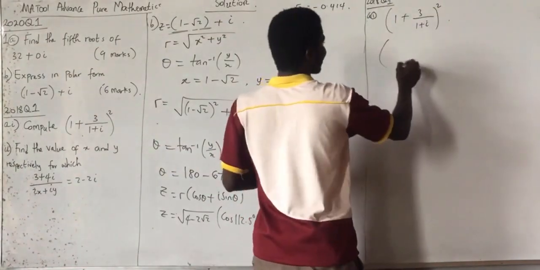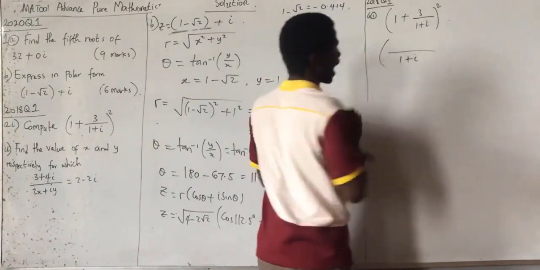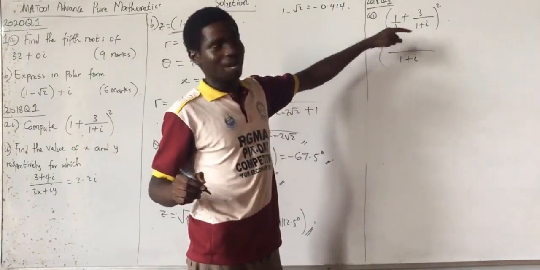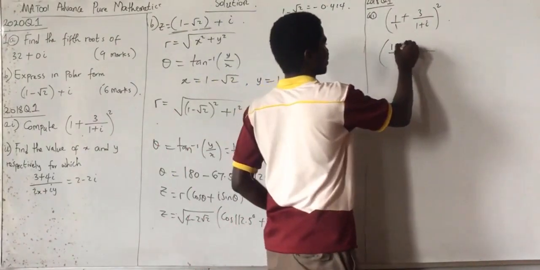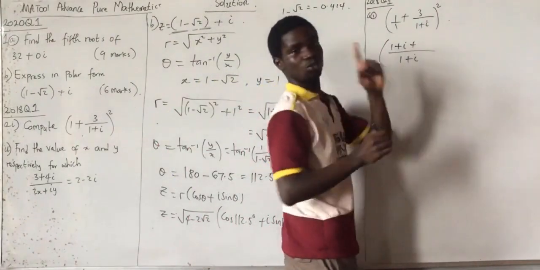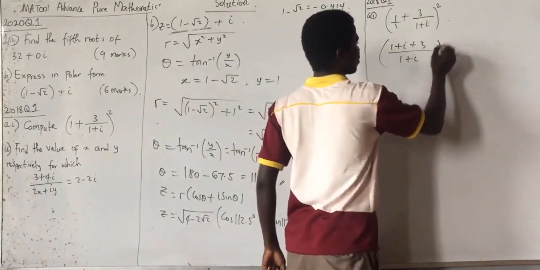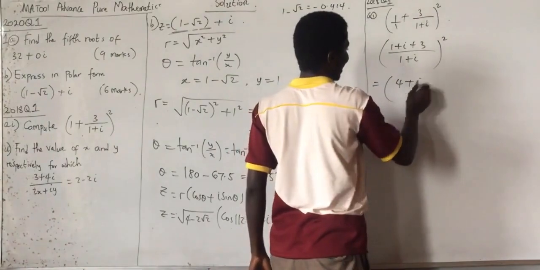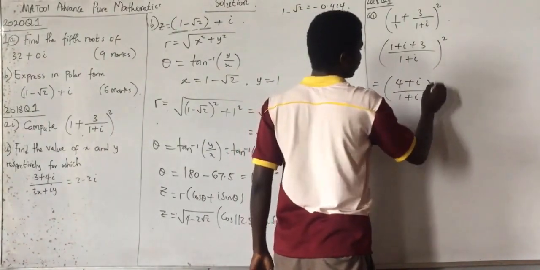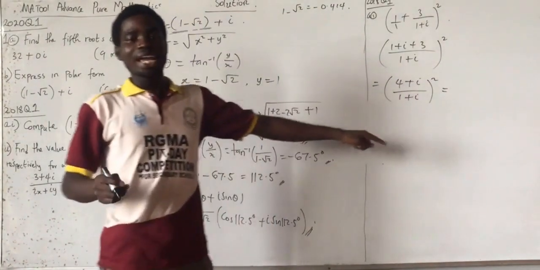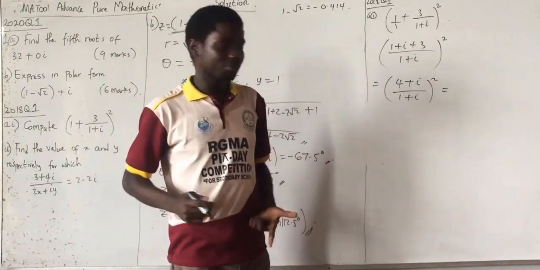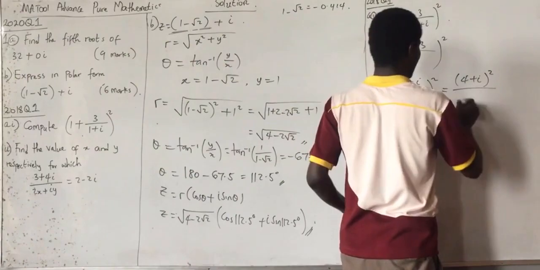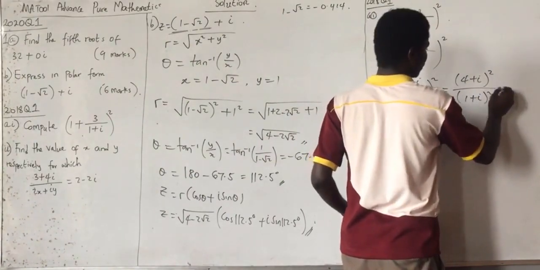Now compute this. The first thing is to find the LCM. LCM is 1 plus i. This one is over 1. 1 plus i divided by 1 is still 1 plus i. So this is 1 plus i plus this divided by this, 1 times 3, 3, all squared. 1 plus 3 is 4. I have 4 plus i over 1 plus i all squared. The square you are seeing is for everything in the bracket. So I can write (4 plus i) all squared over (1 plus i) all squared.